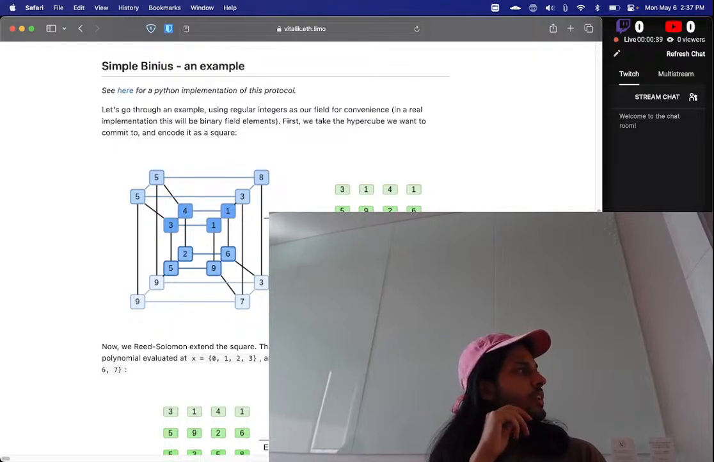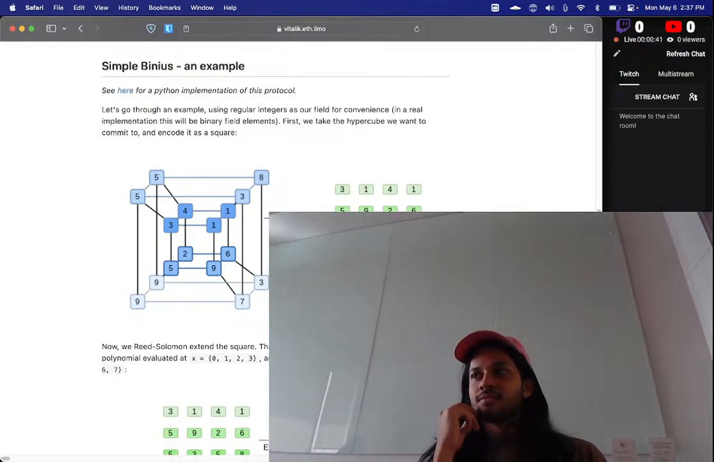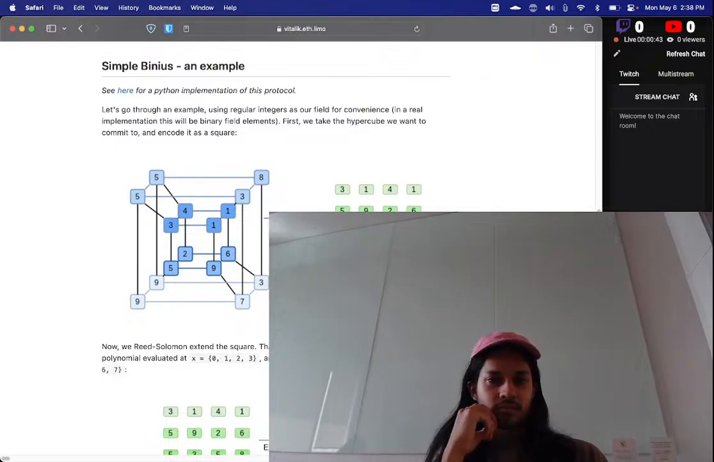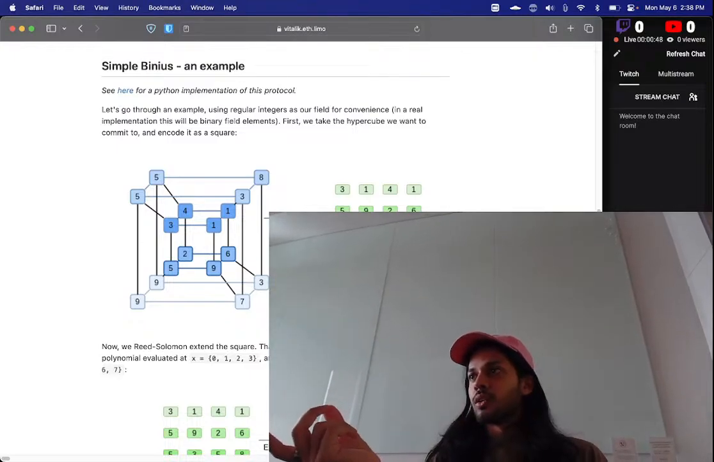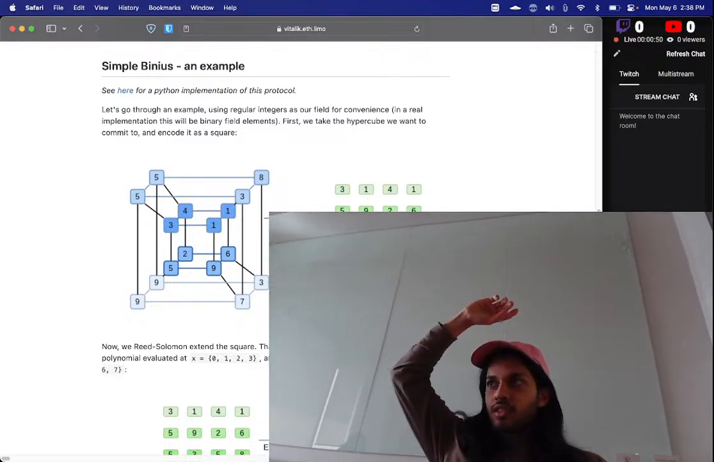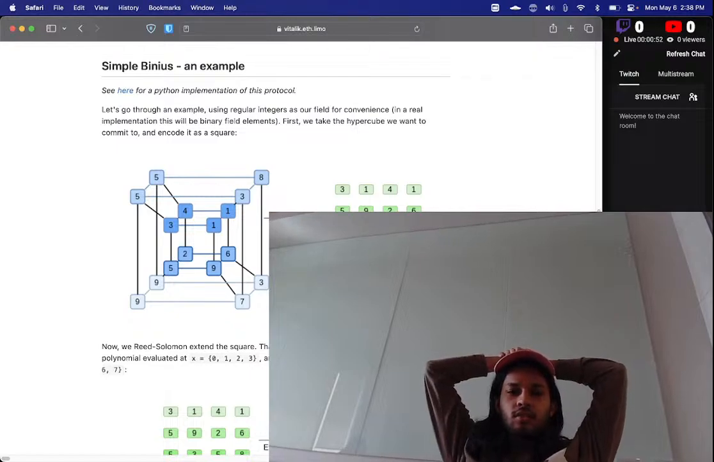Was anyone on simple Binius yet? No. Okay. No, I've already read the post. You already read it. Yeah. Wait. So then, okay. I'm checking the code now because I didn't really get into the code.